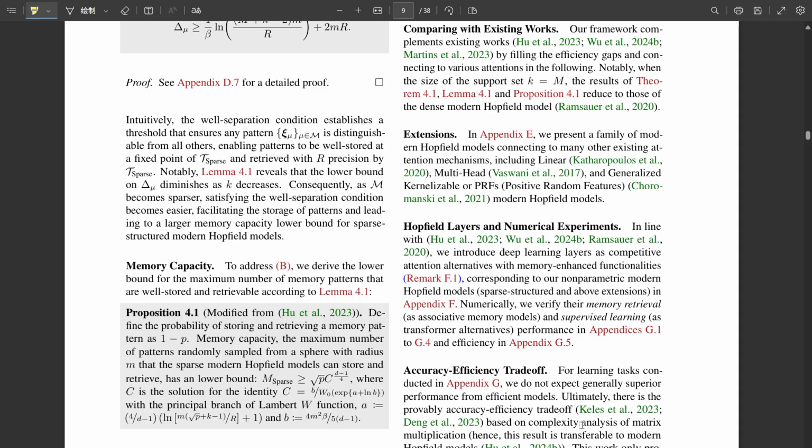And importantly, they maintain that prized property we mentioned earlier for modern models. Corollary 4.1.2 shows that, provided the memories are sufficiently well separated, the sparse model can still achieve accurate retrieval in just one step. Which is vital for using them like a layer in a deep network. Absolutely. That one-step retrieval is key for seamless integration.